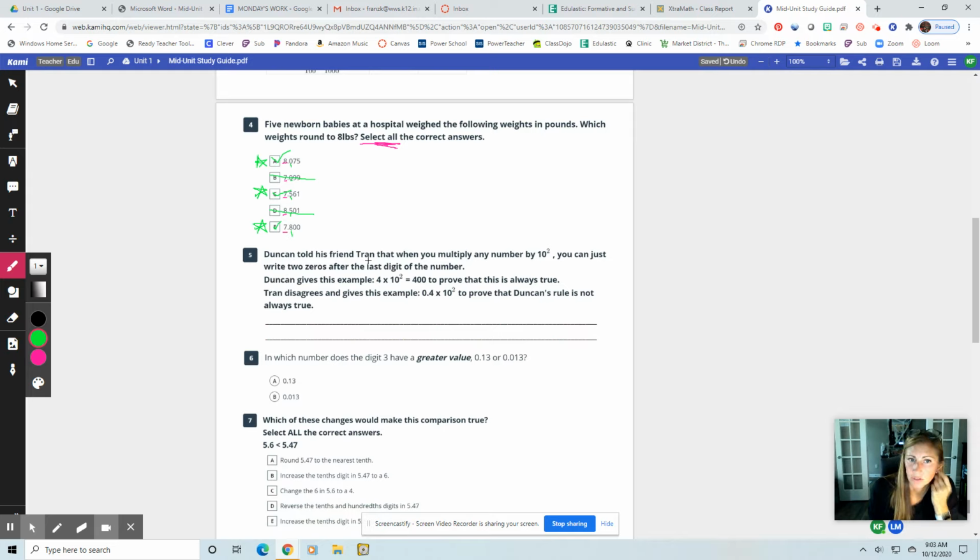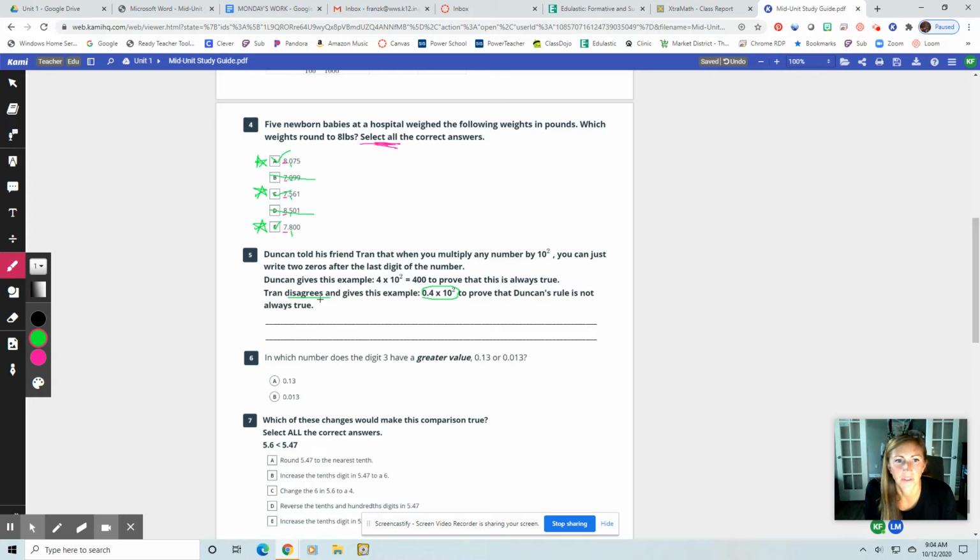Duncan told his friend Tran that when you multiply a number by 10 to the second power, you can just write 2 zeros after the last digit of the number. Duncan gives the example of 4 times 10 to the power of 2 to prove that this is always true. Tran disagrees and gives an example of 4 tenths times 10 to the power of 2 to prove Duncan's rule is not always true. So we need to decide who is right and why.